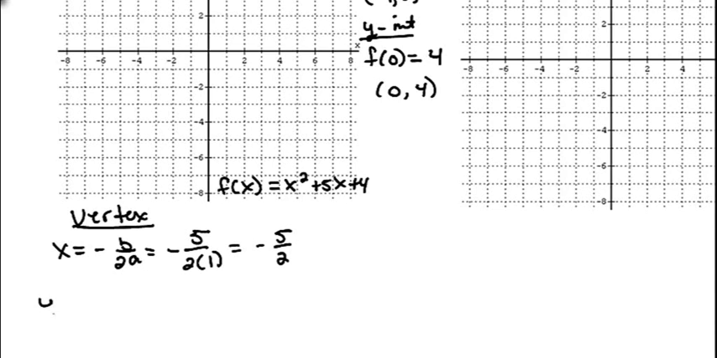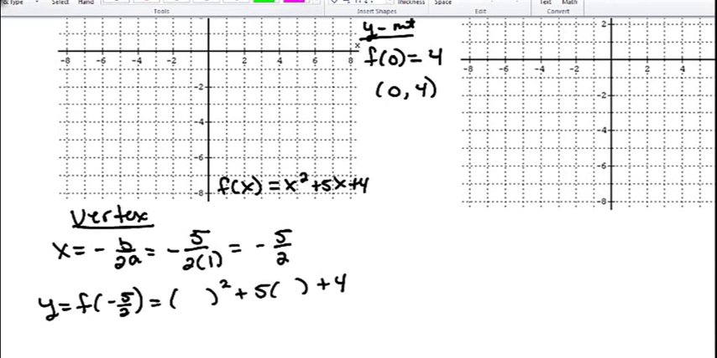is the x-coordinate of our vertex. And then we need to find the y-coordinate of our vertex. And so that's taking this number, -5/2, and plugging it into our function. So again, I'll write the shell of the function down. So that's the x being squared, and then 5 times the x, and then plus 4, and then put inside the parentheses your -5/2.